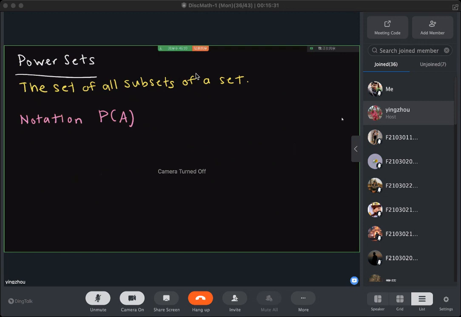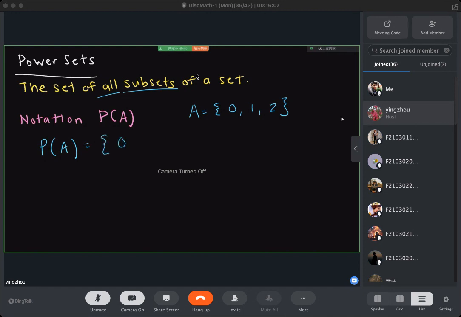Now I want to introduce you to a couple of concepts that, this is just an introduction, but as we move forward through this course, we will use these concepts again and again. The first of those is the power set. The power set is the set of all subsets of a set. So for instance, let's say set A is 0, 1, 2. If I want the power set of A, then I want all of the subsets.